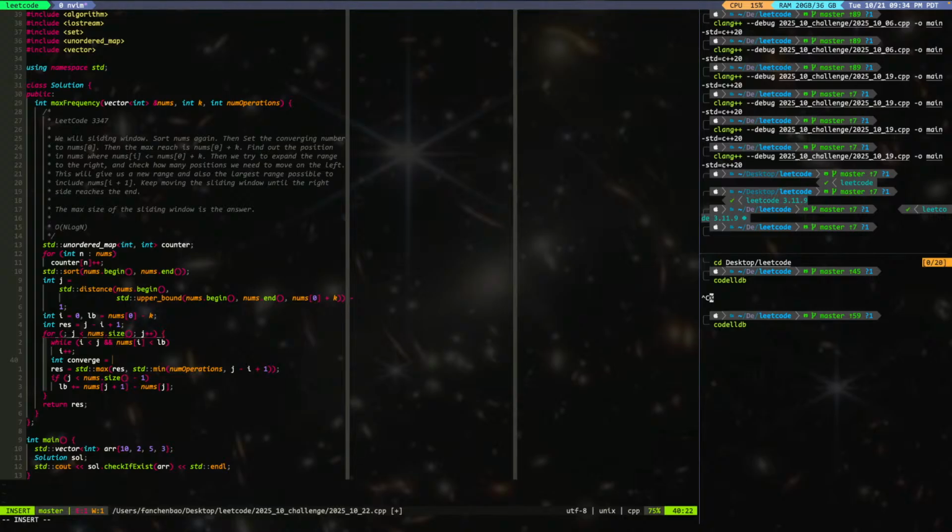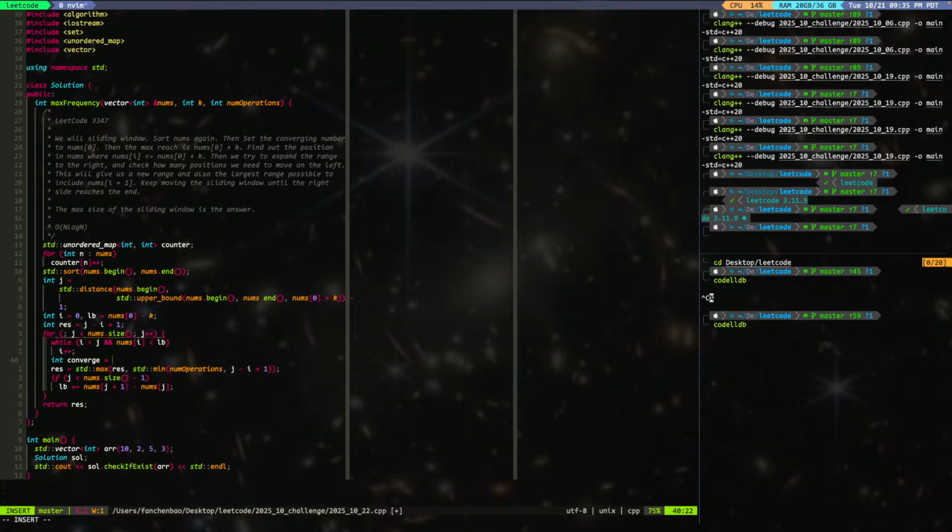So now basically I have the range. I have a left bound and a right bound. What I want to find is who can be the converging number. With the left bound I and the right bound j, everyone within the range I to j can be converted by this k into a single number.